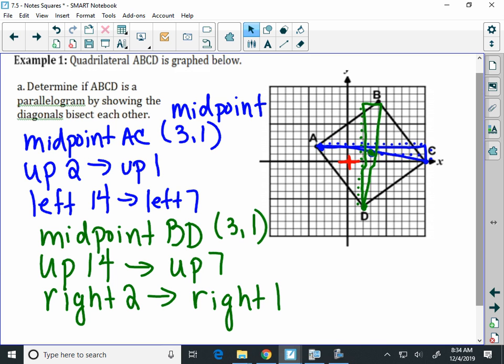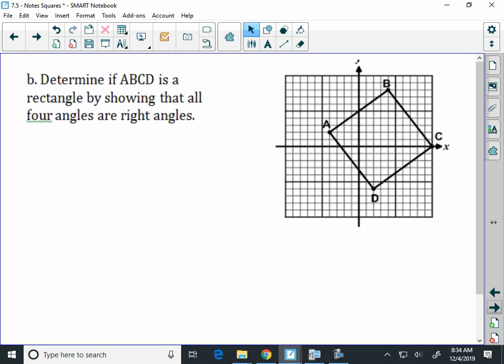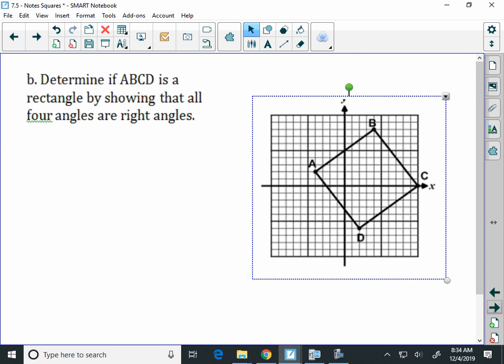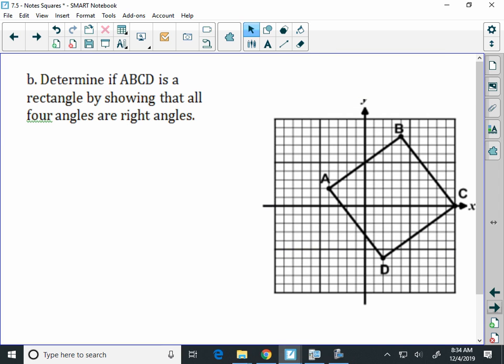And then we're going to go to part B here. So the same picture, but now we have to figure out if ABCD is a rectangle. And again, the nice part is that it gives us directions on it. It says, show that all 4 are right angles. And the way that we show that all 4 are right angles is that we use the slope, and we want to show opposite reciprocals. So once again, as we draw our picture here, I'll start with the slope of AB.